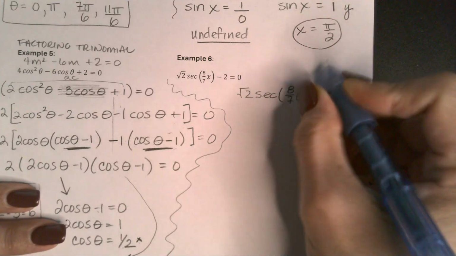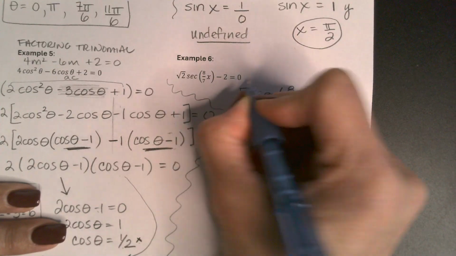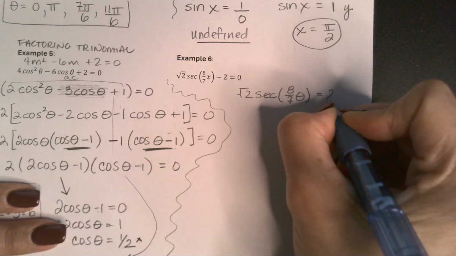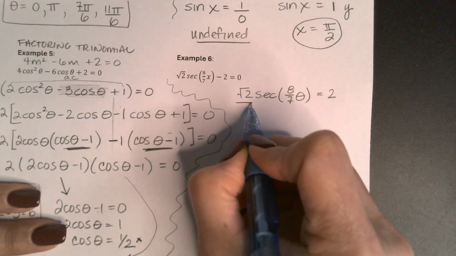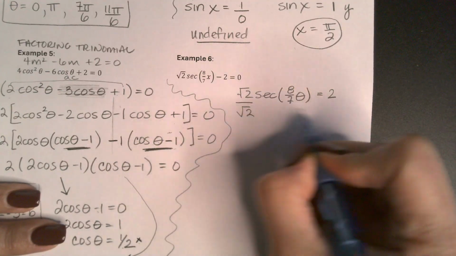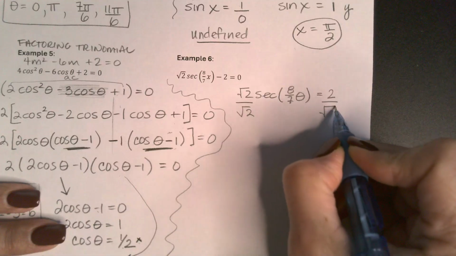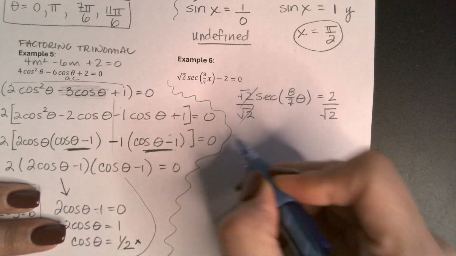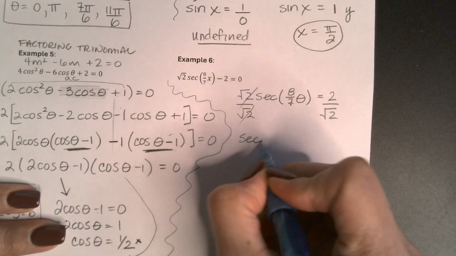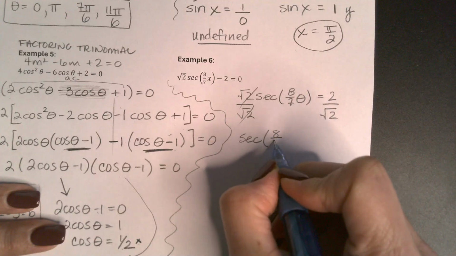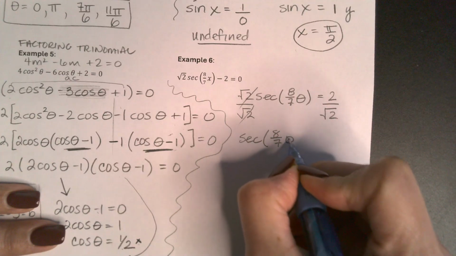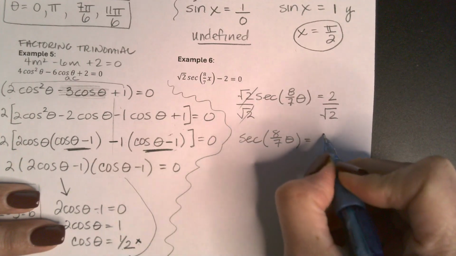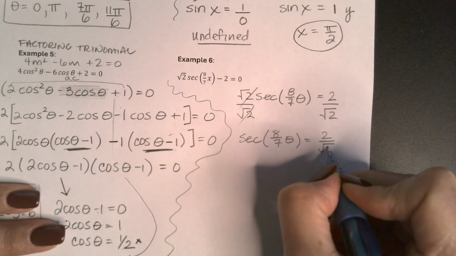Okay. And that negative 2 is going to move over as a positive 2. Then I need to divide by square root of 2 on both sides. So now I have secant of 8/7 theta equals 2 over square root of 2.